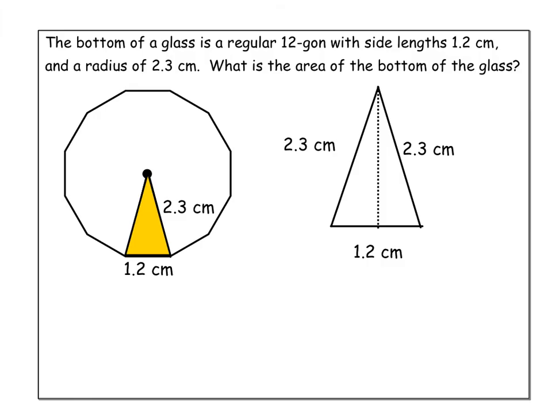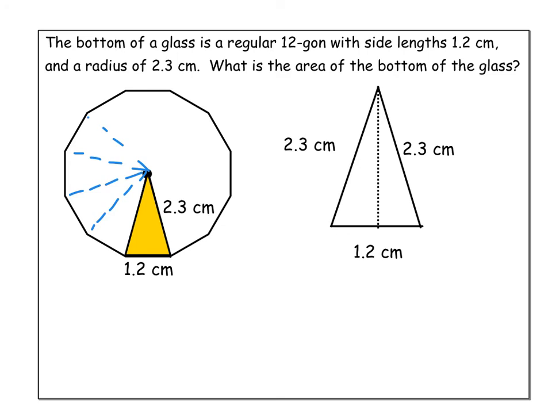Okay, so let's do an example. Let's say we have a glass. It's a 12-gon, 12 sides. Each side length is 1.2 centimeters, and the radius is 2.3 centimeters. Let's suppose we need to find the area of the bottom of the glass. The 12-gon would have 12 different triangles, right? We take from the center to each of the vertices, and there would be 12 of them because there are 12 sides. We're going to find the area of the yellow shaded triangle, and then multiply that answer by 12.